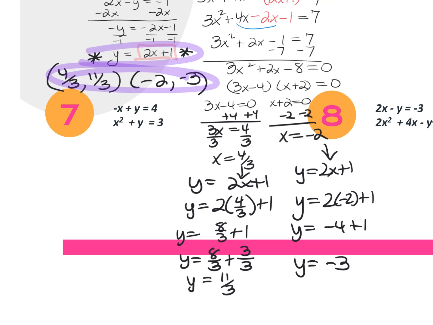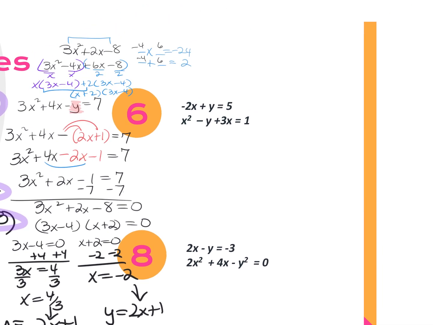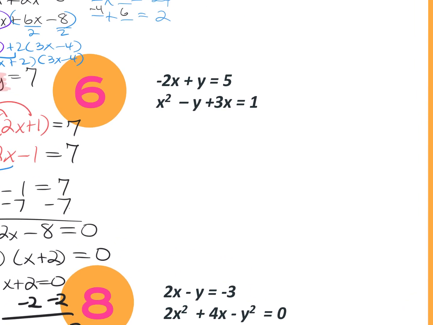When you're doing the homework, what WebAssign wants is only the real solutions. So after you do these questions, if you get any imaginary solutions, don't include those. But if on an SAT, they say give all solutions, then you'd have to list the imaginary solutions as well. So let's try number 6. When we get to number 7, we'll have an imaginary solution for number 7.